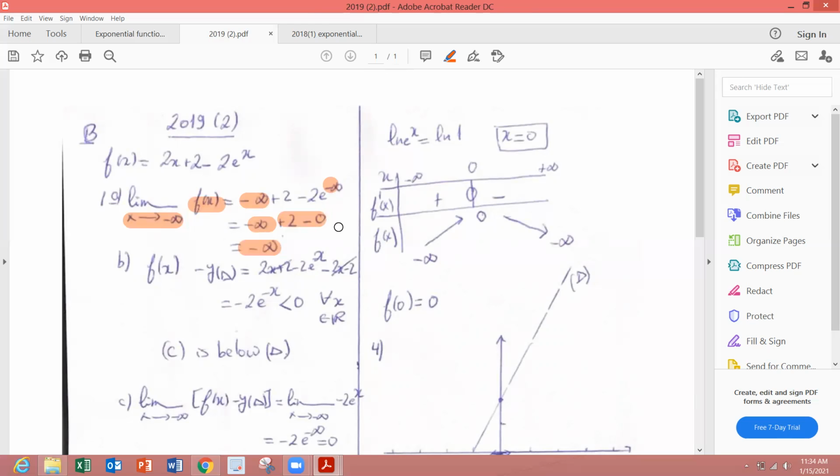So we have two important limits. E to the minus infinity is 0 and e to the power plus infinity is plus infinity.